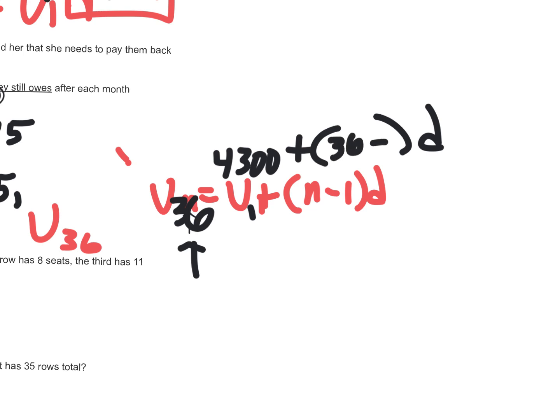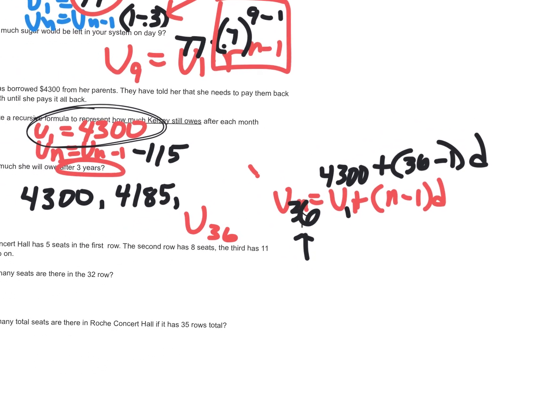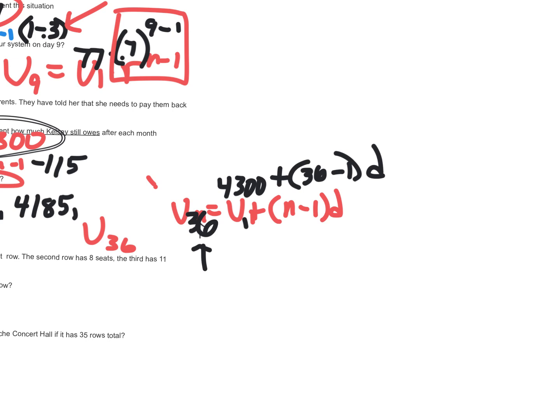36 minus 1 times d. Graham, what is the difference here each time? Over and over again. Minus 115. Very good. Remember that it's a negative because you're paying back. And now I go 35 times negative 115.